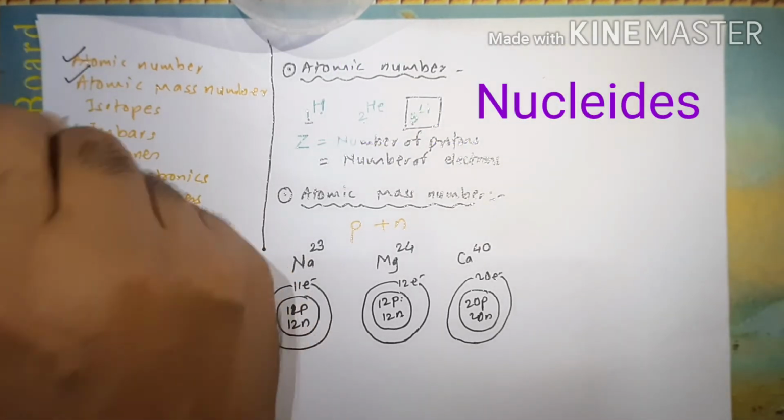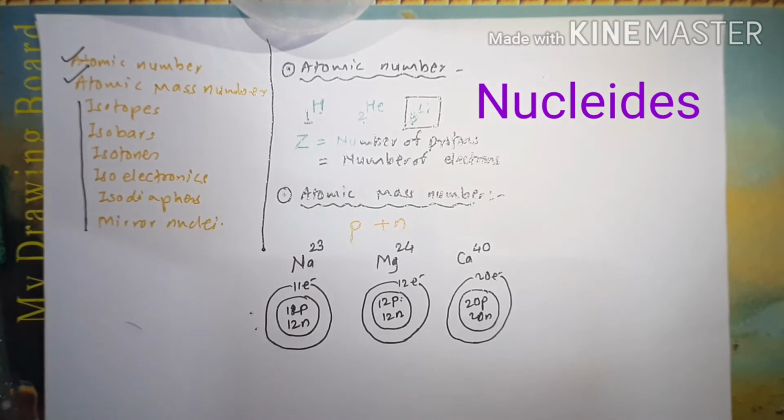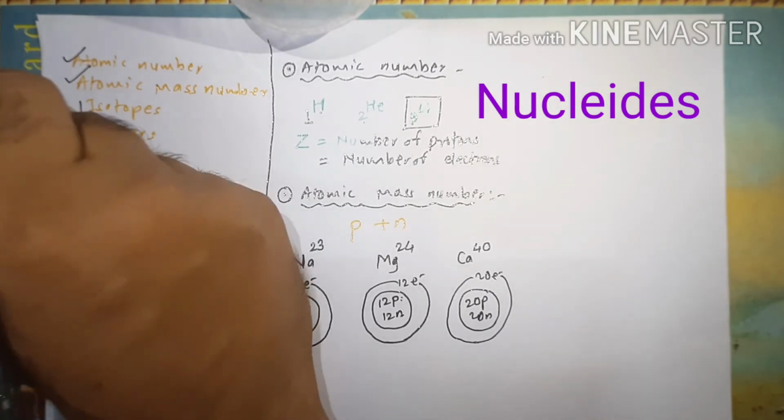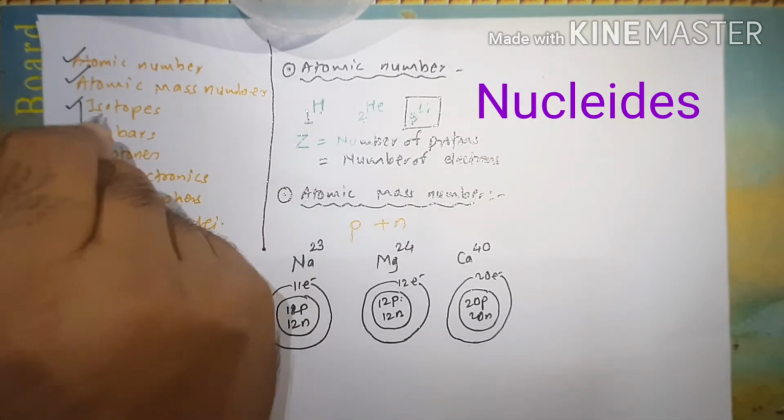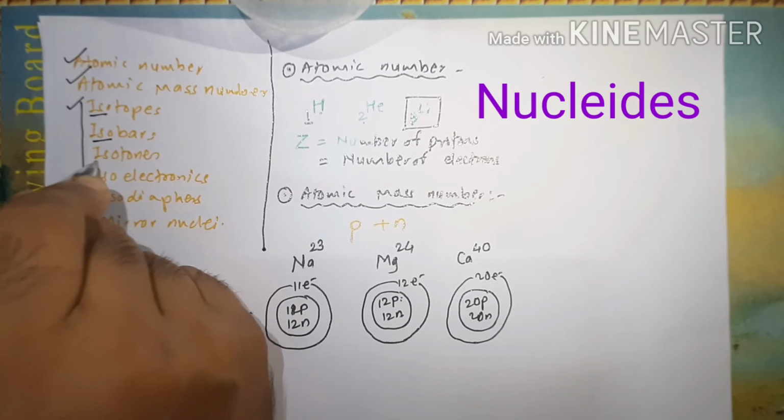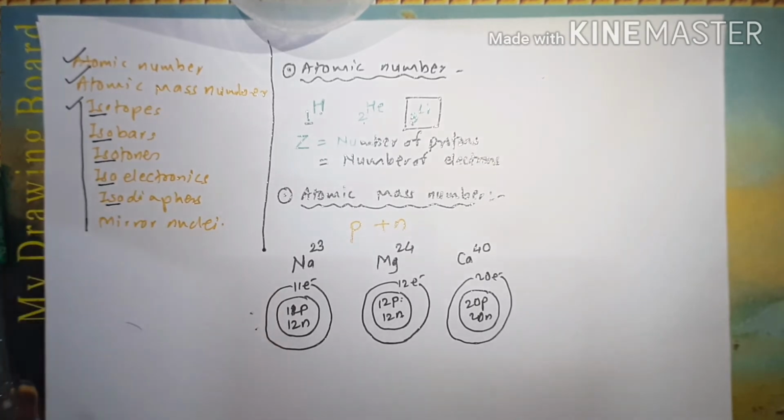Now these are the types of nuclides. What are nuclides? Nuclides are the atomic species characterized by the specific constitution of their nucleus. Means the nuclides consist of a certain specific number of protons and neutrons. So the first one is the isotopes. Here we are seeing isotopes, isobar, isotones. The term iso gets repeated.